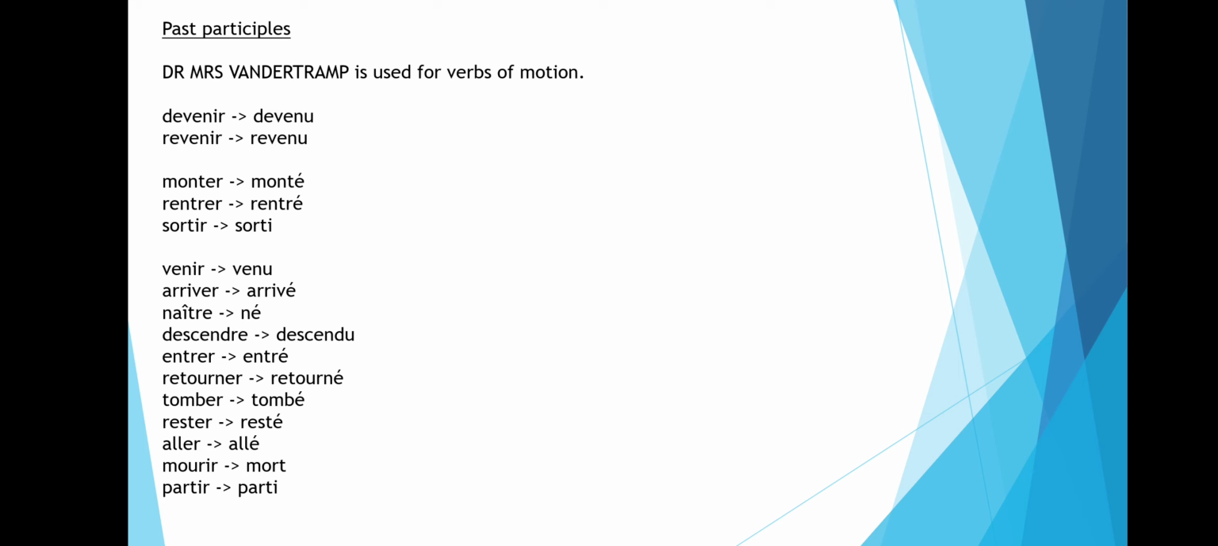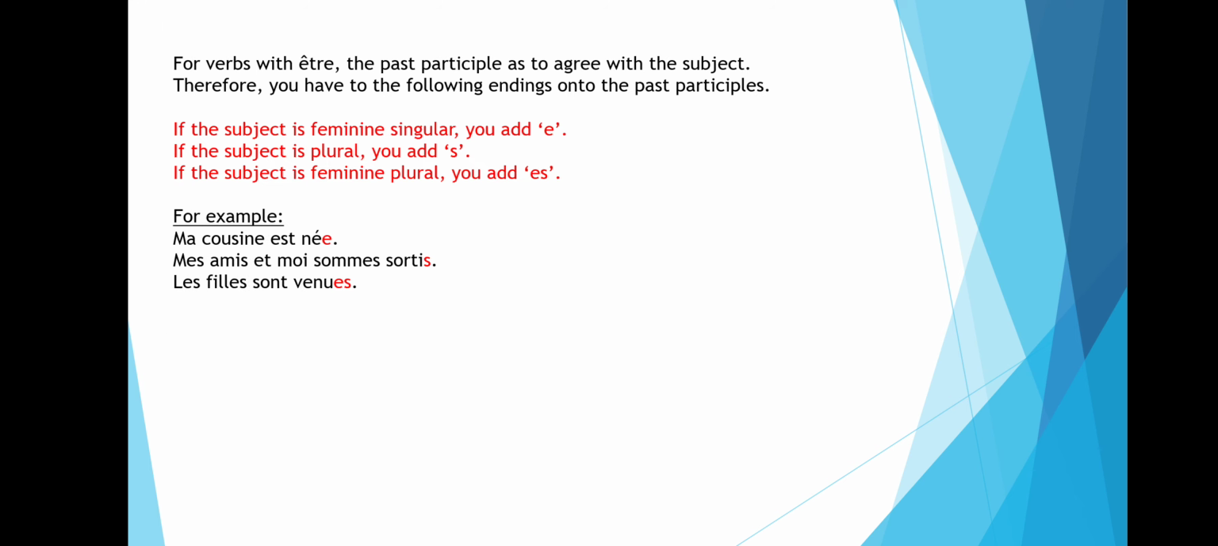But the reason why I said that the past participle for être is different is because for verbs with être, the past participle has to agree with the subject. Therefore, you have to use the following endings onto the past participles. If the subject is feminine singular, you add e. If the subject is plural, you add s. And if the subject is feminine plural, you add es. It's a bit like the endings of adjectives.